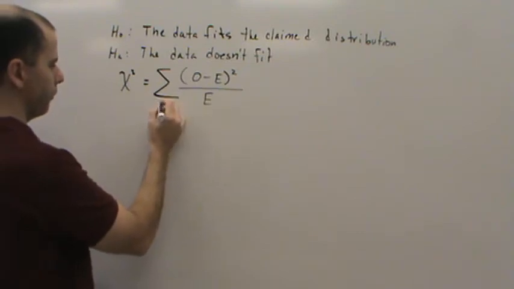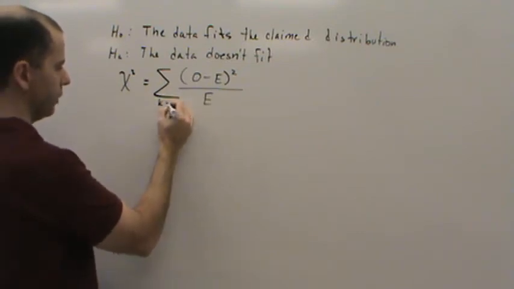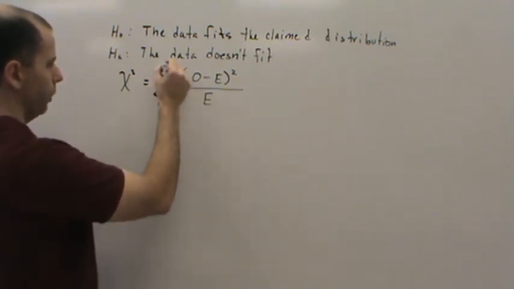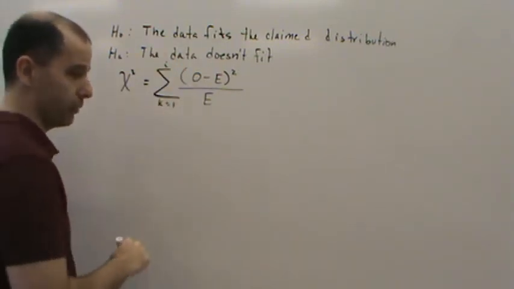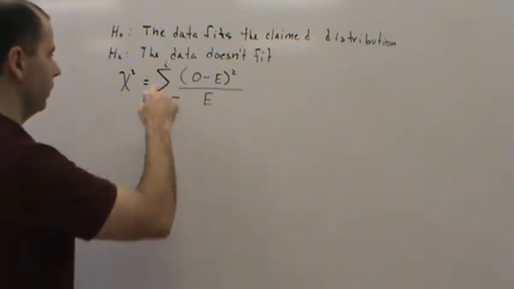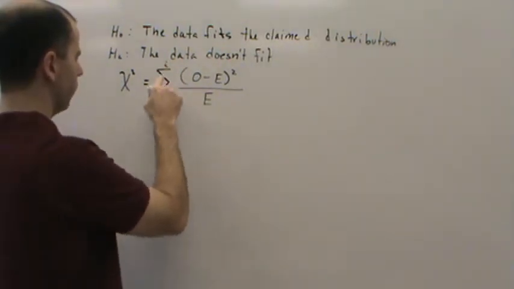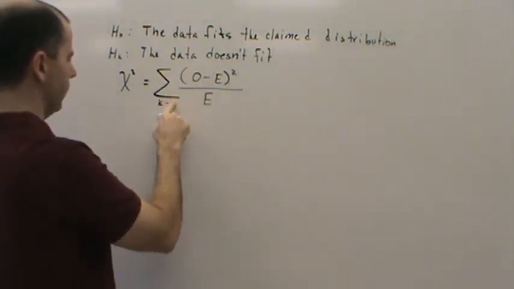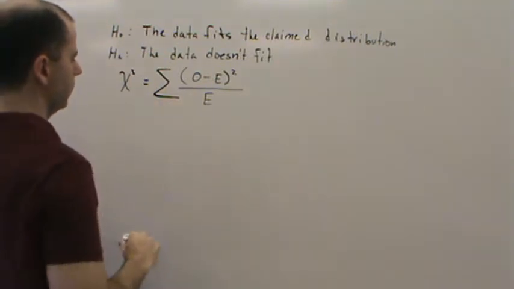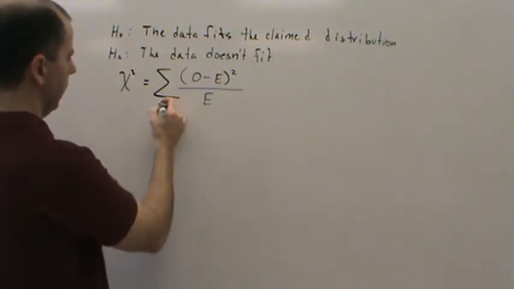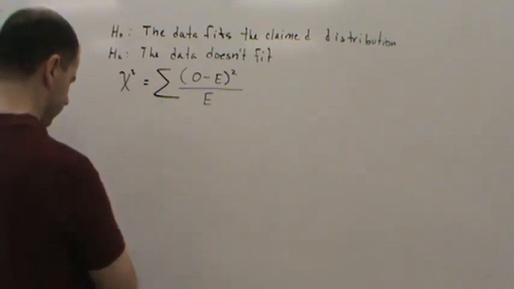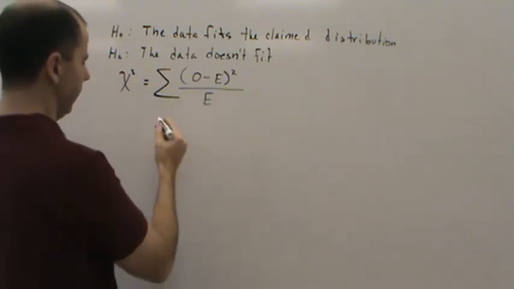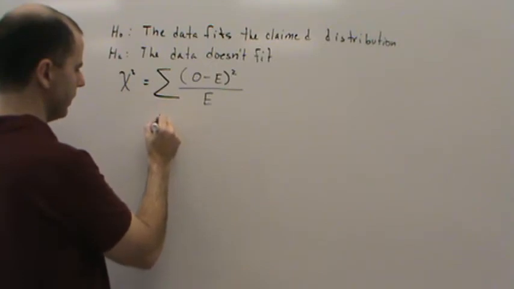So I'm going to put k equals 1 to I. This k represents the number of categories. Or actually no, how do I want to do this? No, I don't want to do that. No, I don't want to use n either. Never mind.